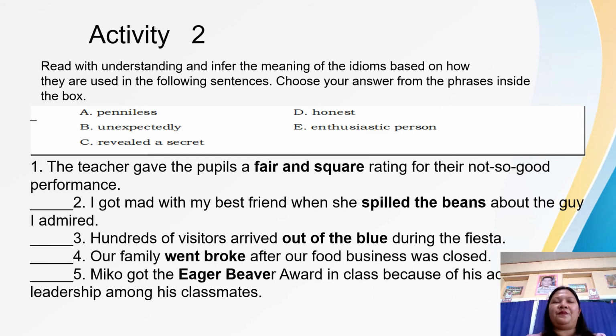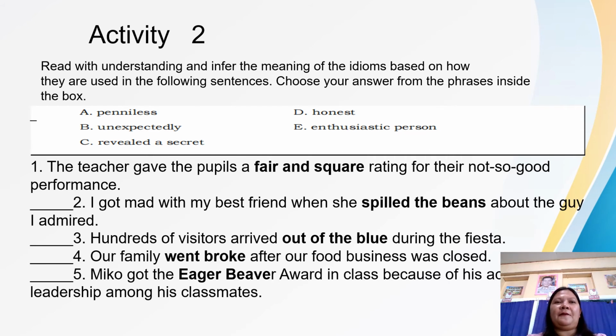Number 2. I got mad with my best friend when she spilled the beans about a guy I admired. Spill the beans means A. Penniless. B. Unexpectedly. C. Revealed a secret. D. Honest. Or E. Enthusiastic person.